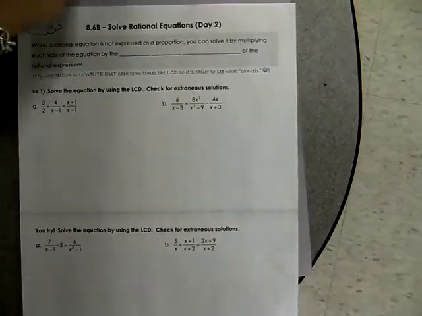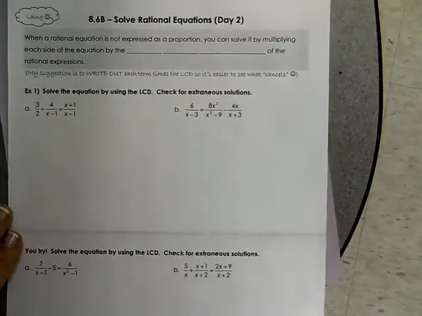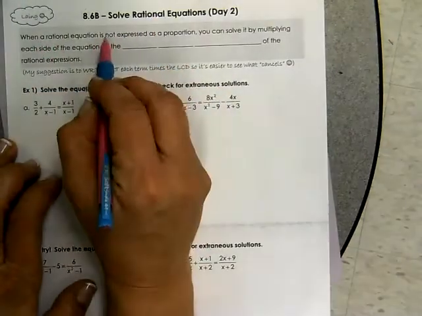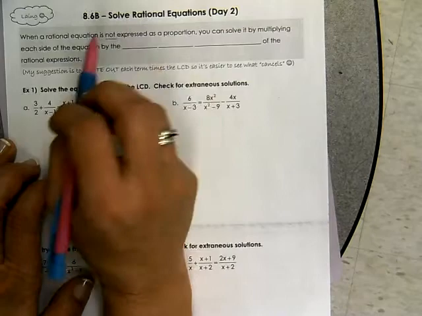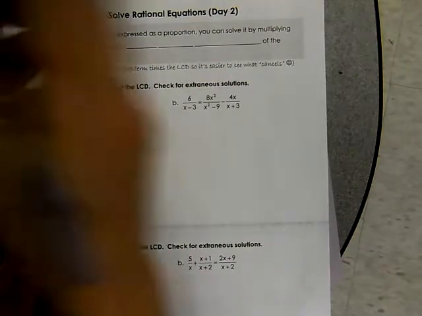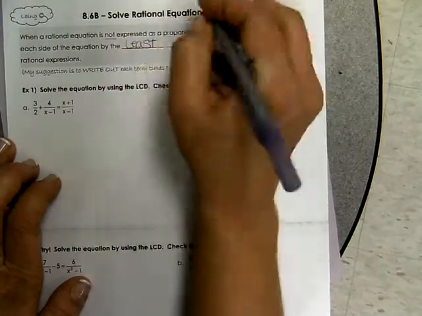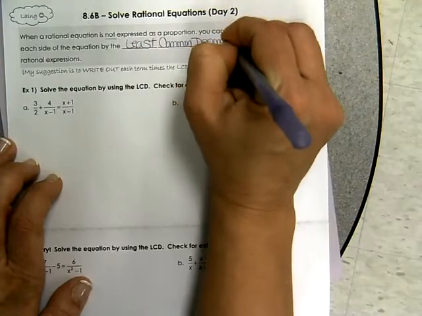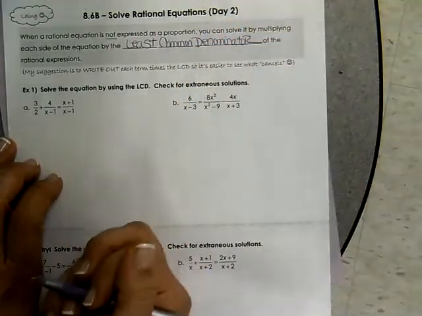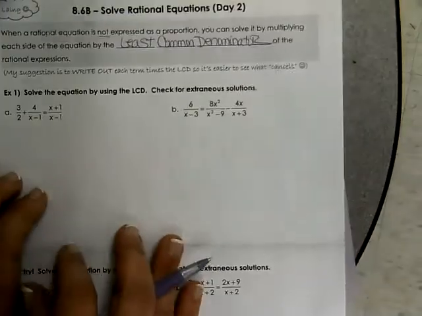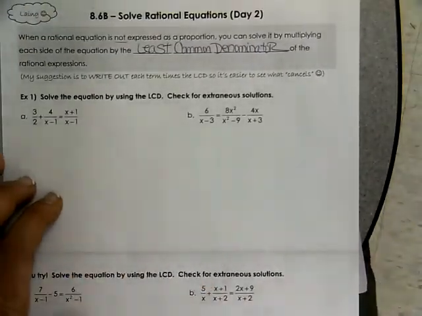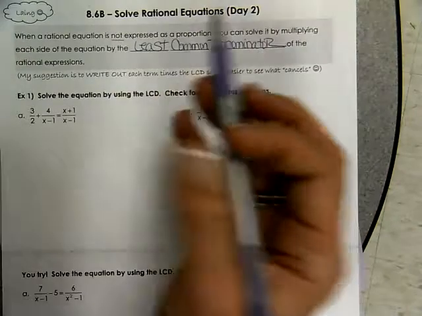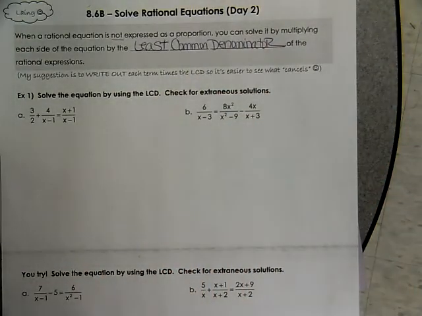Okay, today we are going to try to solve rational equations that are not proportions. When a rational equation is not expressed as a proportion, you can solve it by multiplying each side of the equation by the least common denominator of the rational expressions on each side. We've looked at finding the least common denominator before in previous sections, so hopefully that won't be an issue for us.